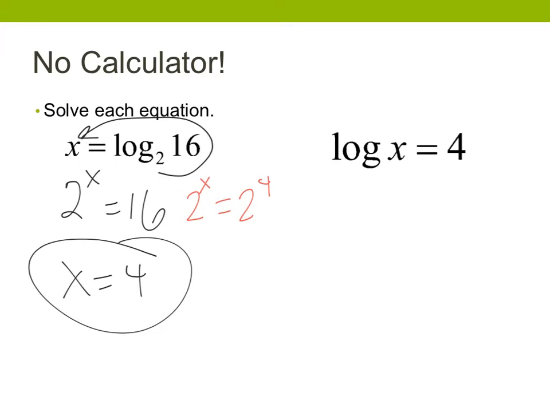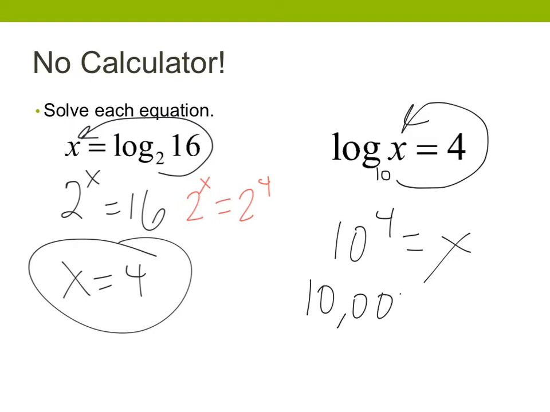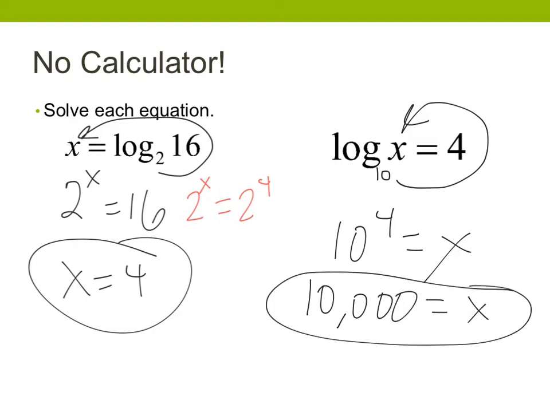Now this one, I don't know. I mean, it looks all scary and stuff. I'm like, what? Do I need to plug it in my calculator? Oh, man, I don't think so. Well, I've got log base 10, because when it's not written, we know it's 10. And if I rewrite this in exponential form, 10 to the 4th equals x. Well, 10 to the 4th is just going to give me 10,000. So look at that. No calc.